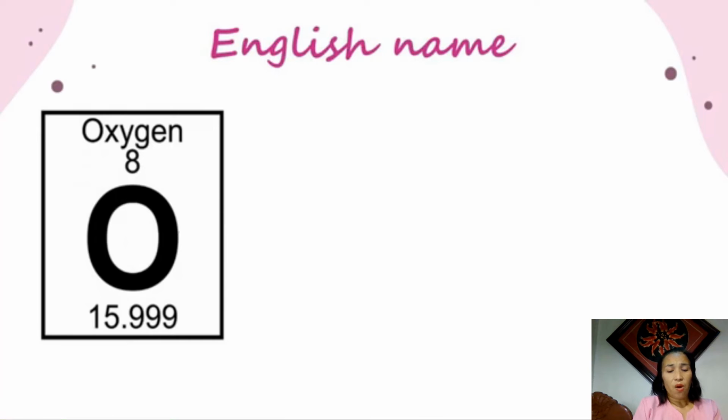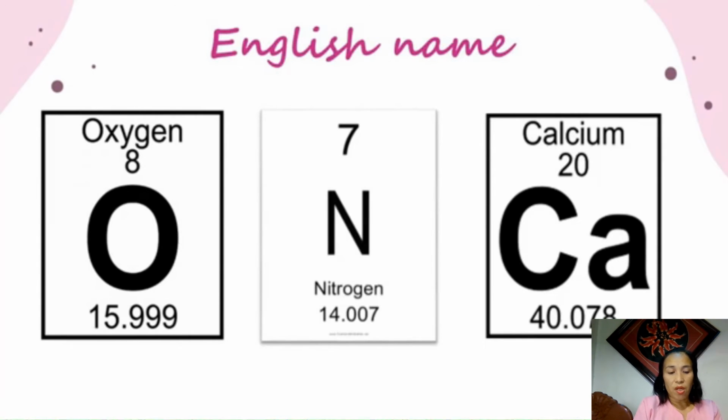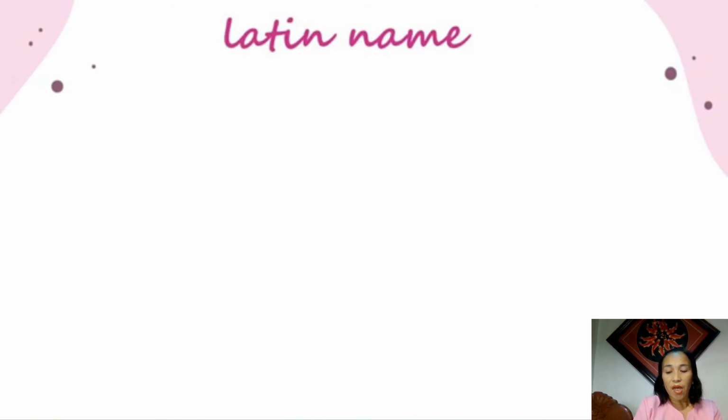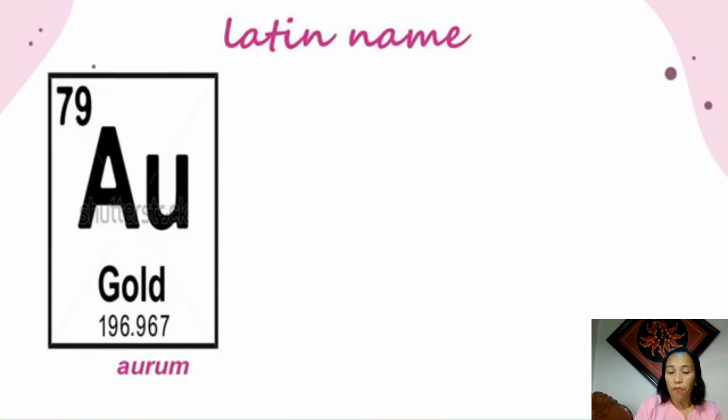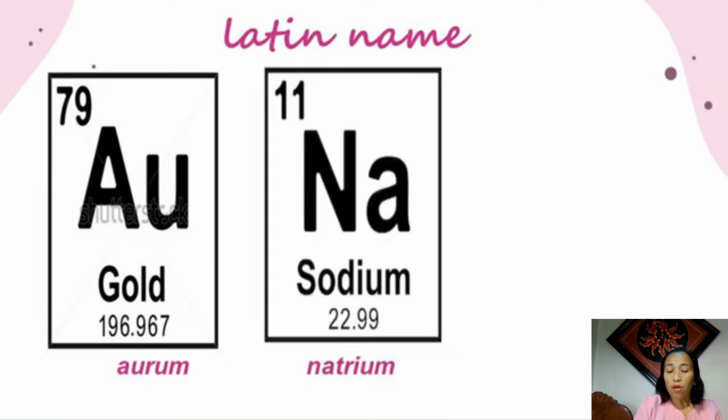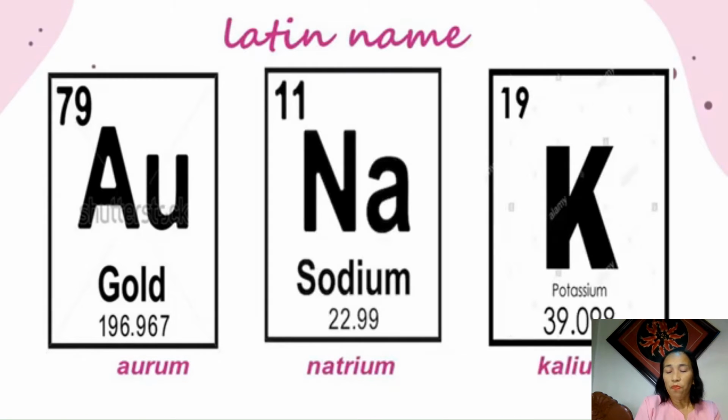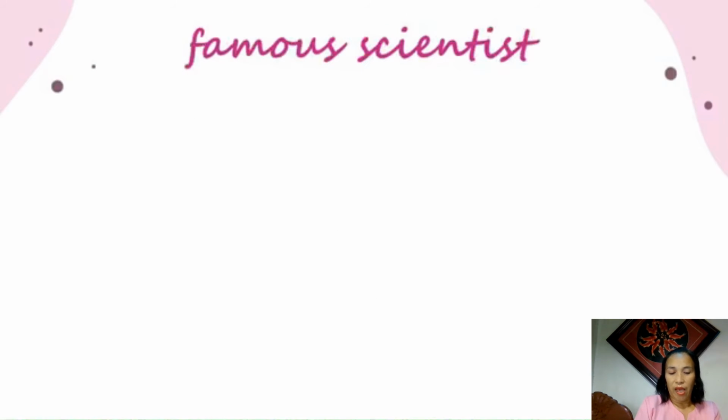Some elements like oxygen have symbols that are directly from their English names, such as O for oxygen, N for nitrogen, and Ca for calcium. Other symbols derive from their Latin names, such as aurum for gold, natrium for sodium, and kalium for potassium: Au, Na, and K.